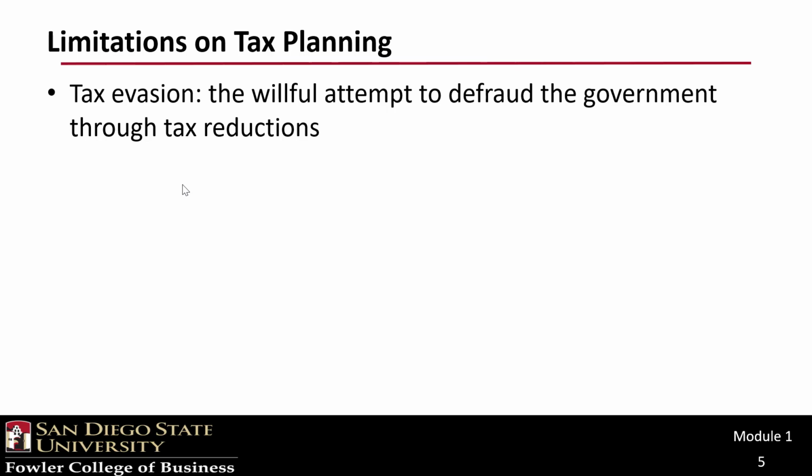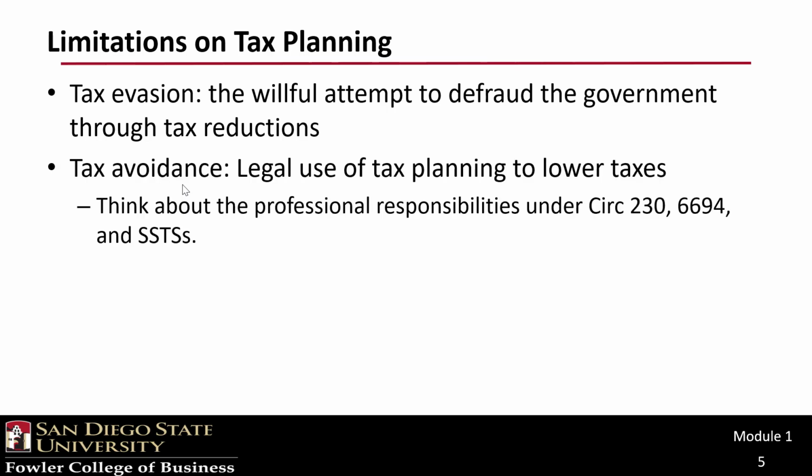Okay, one last thing before we finish out. I want to talk about the difference between tax evasion and tax avoidance. So tax evasion is the willful attempt to defraud the government through tax reductions. Tax avoidance is the legal use of tax planning to lower taxes.